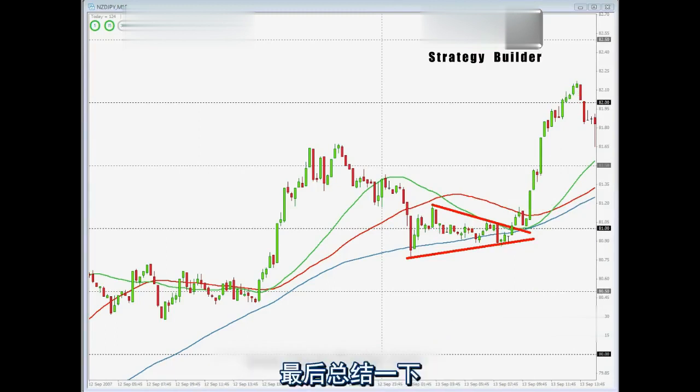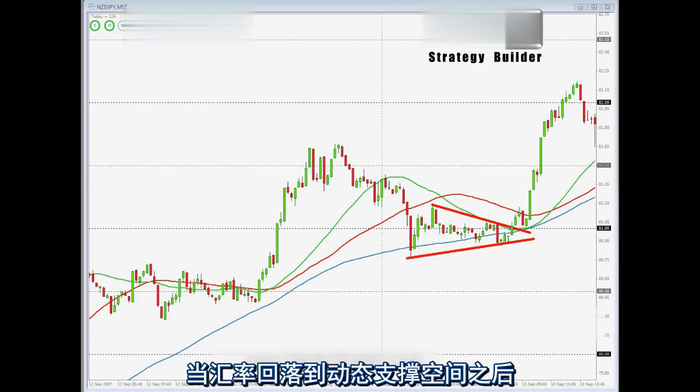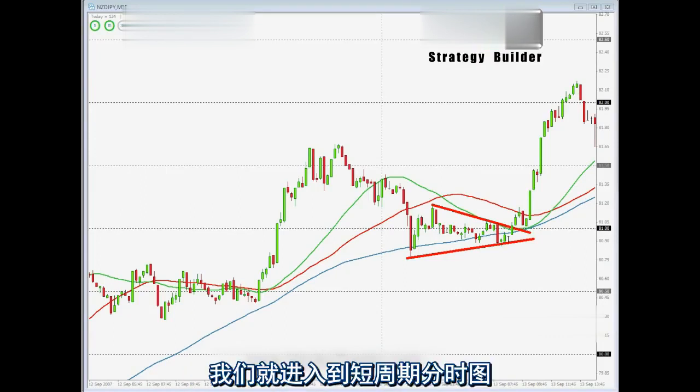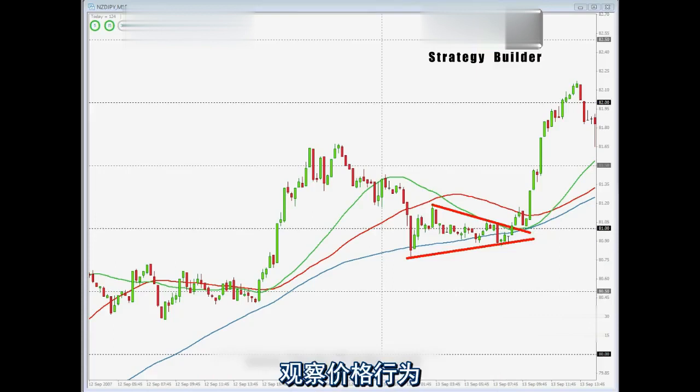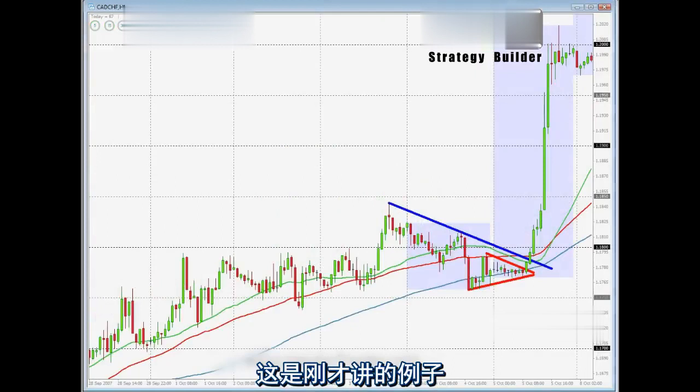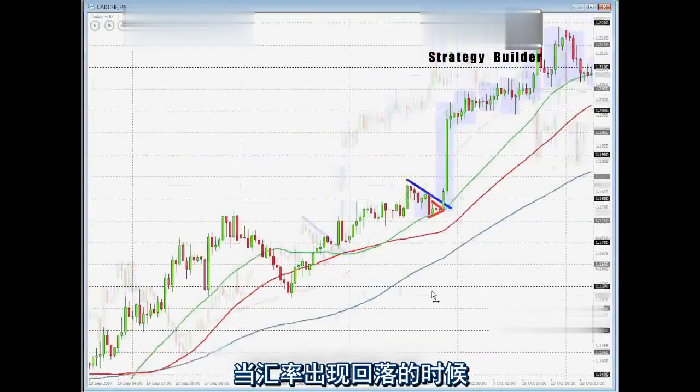To wrap it up, as usual, as price retraces back to the dynamic area of support and resistance in a trending scenario, you zoom into the short time frames and you simply follow price action at that precise level. This is the previous example I was showing you before, right there.